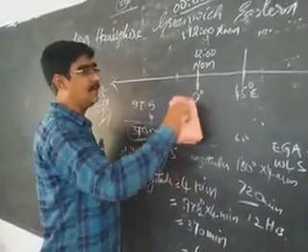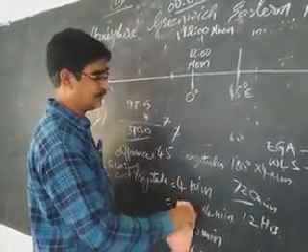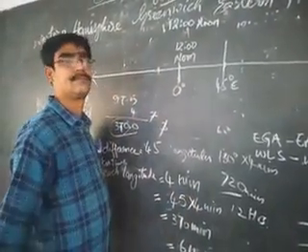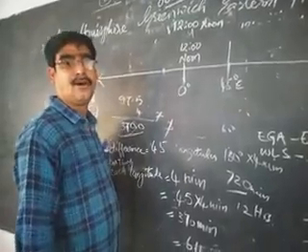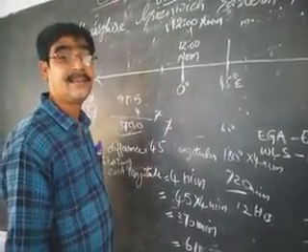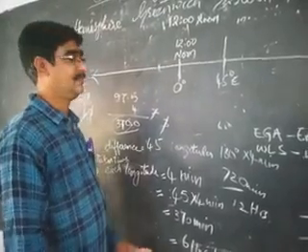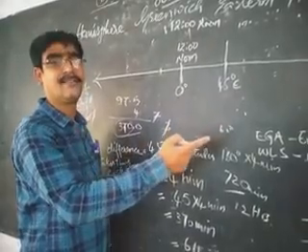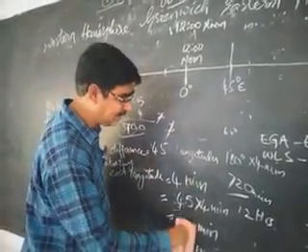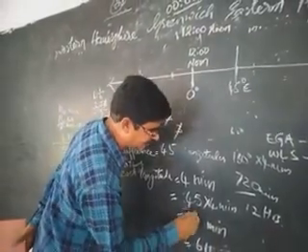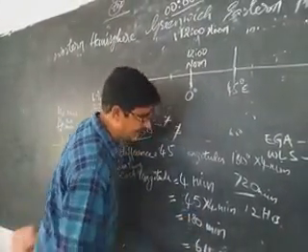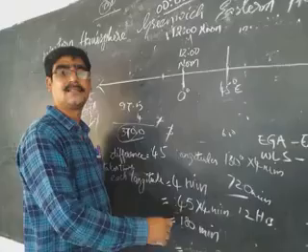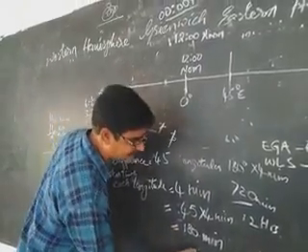To cross one longitude, the sun takes 4 minutes. That means 45 into 4. How much is it? 45 twos are 90, 45 fours are 180. 180 minutes. Convert into hours: 180 by 60, then 3 hours.